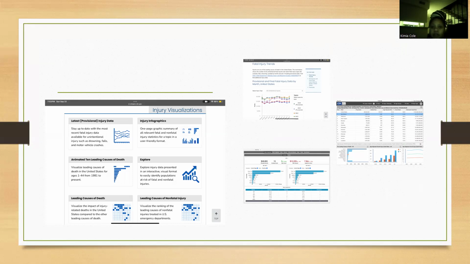You could look at injury trends, or you could look at the picture in the middle at the bottom. That's the cost of the injuries. It's kind of small, so you can't see exactly which ones. And then on the left, you have a different chart as well.